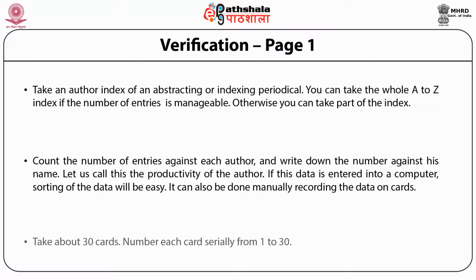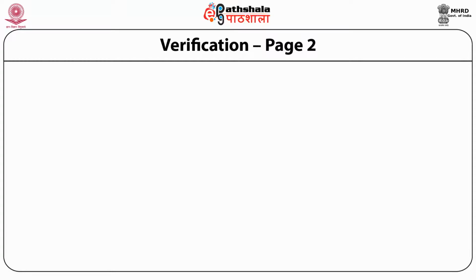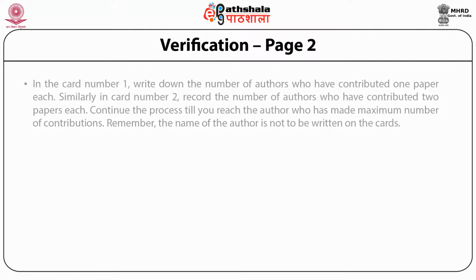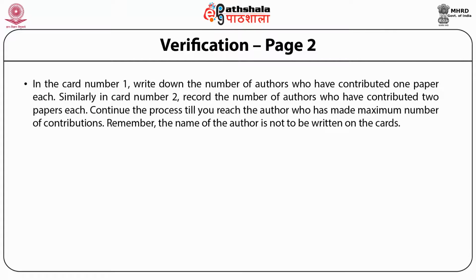Step 3. Take about 30 cards. Number each card serially from 1 to 30. Verification of Lotka's law continues. Step 4. In the card number 1, write down the number of authors who have contributed one paper each. Similarly, in card number 2, record the number of authors who have contributed 2 papers. Continue the process till you reach the author who has made maximum number of contributions. Remember, the name of the author is not to be written on the cards.